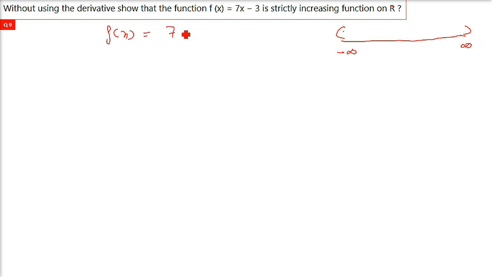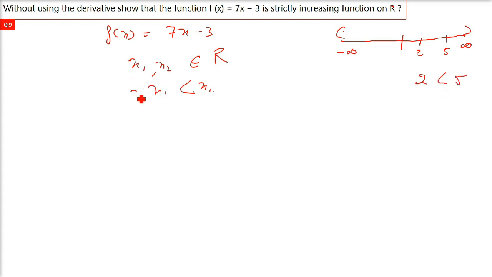This is f(x) is 7x minus 3. So you know how to go about it. Just take two numbers x1 and x2 in the real numbers. Every number is a real number actually; it will fall in the real numbers. The real number set is a very big set. So in this case x1 is less than x2. If I take any two numbers, say 2 and say 5, I am saying 2 is less than 5, right?